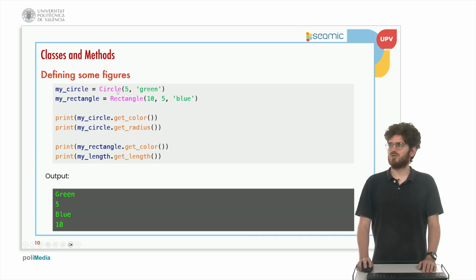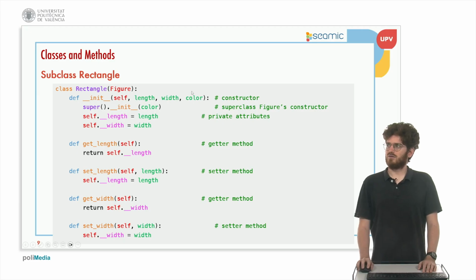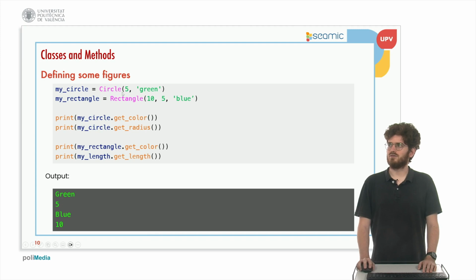If we actually use this code, we can instantiate circles and rectangles by using their constructors. Recall that rectangles had 3 parameters, length, width, and color, and circles had 2, the radius and the color. And we can use its getter methods, even though, for example, the getColor method was defined in the figure class. We can use it on circles and rectangles, and we can obtain the parameters from both objects without issue.